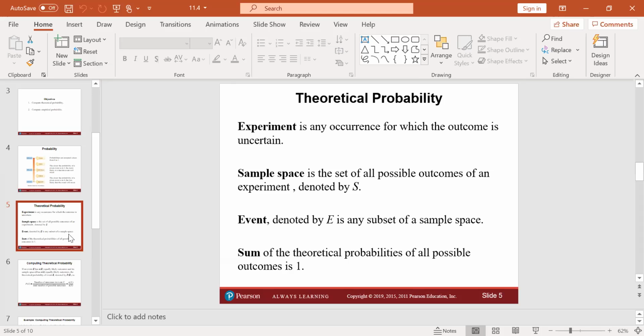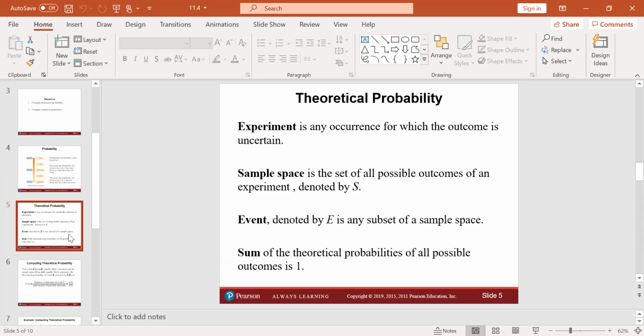Now, an experiment is any occurrence for which the outcome is uncertain. You wouldn't run an experiment if you knew what was going to happen. That's not what an experiment is. You might have a hypothesis, you might believe you know what's going to happen, but you wouldn't run an experiment if you knew exactly what would occur. The sample space of an experiment is the set of all possible outcomes. It's everything that could possibly happen in the experiment. We use a capital S to denote the sample space.